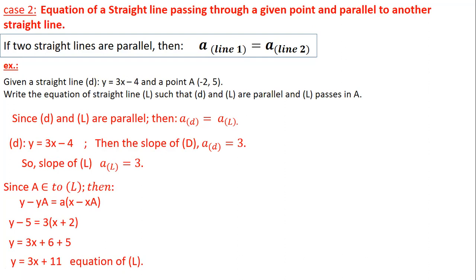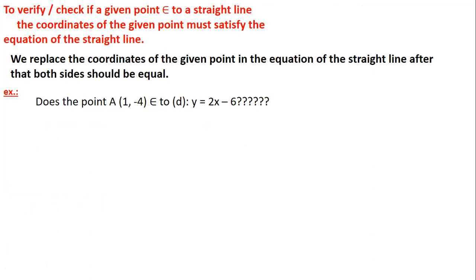They have equal slopes. Now, how can I verify or check if a point that I give you belongs to a straight line? To verify or check if a given point belongs to a straight line, the coordinates of the given point must satisfy the equation of the straight line. So we replace the coordinates of the given point in the equation of the straight line. After that, both sides should be equal. For example, I'm asked, does the point A, which has 1, minus 4, belong to D?